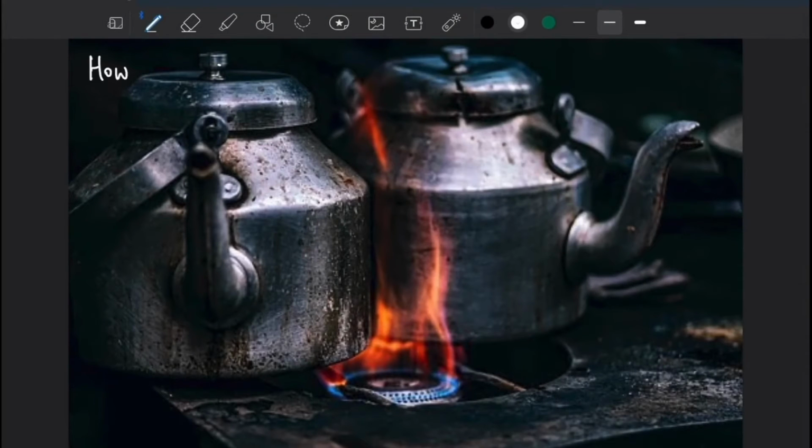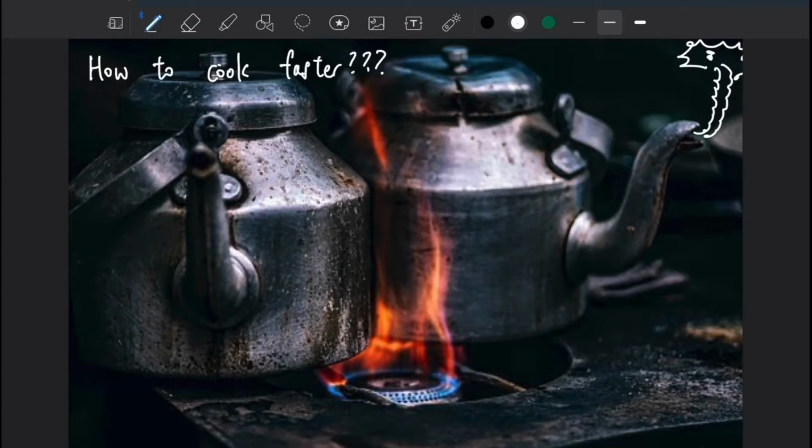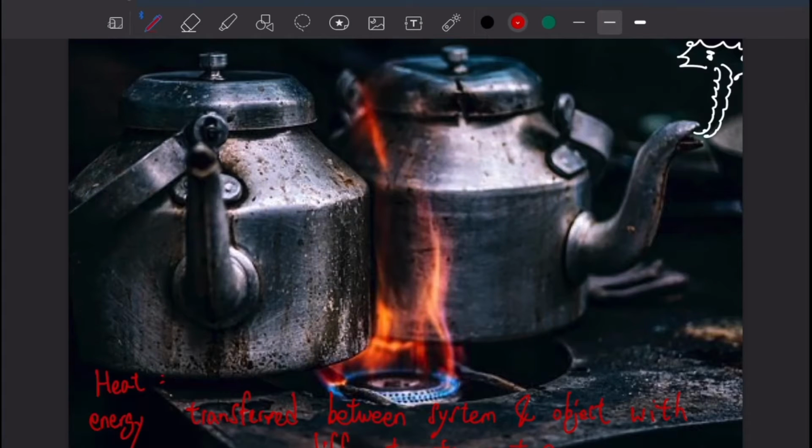Cooking is essential in our daily life, but have you ever thought of how to cook faster? To answer the question, we need to know where the heat comes from and how the food gets heated. Heat is a form of energy that is transferred between systems or objects with different temperatures, usually measured in calories, joules, and BTU.